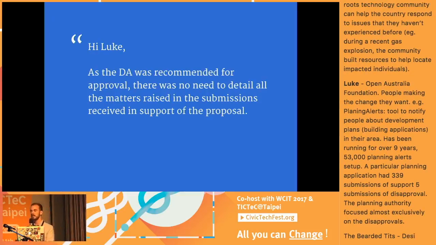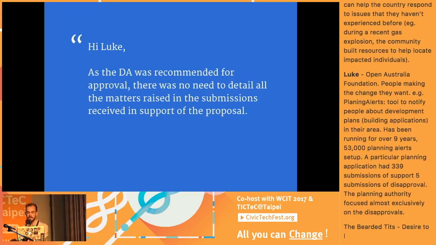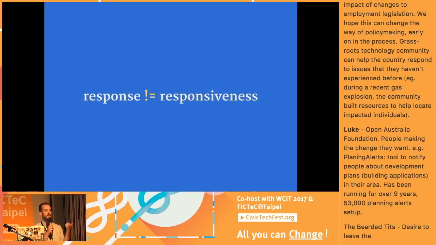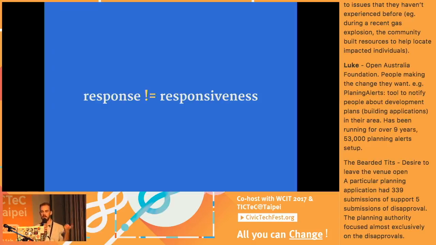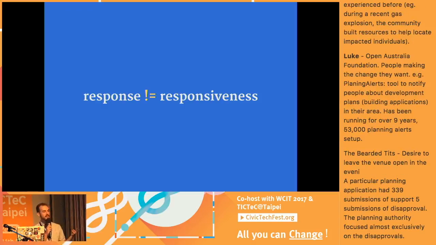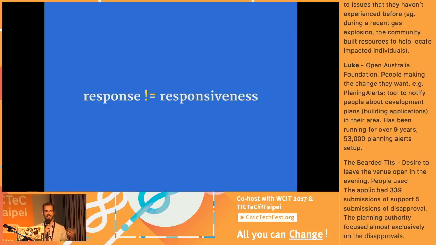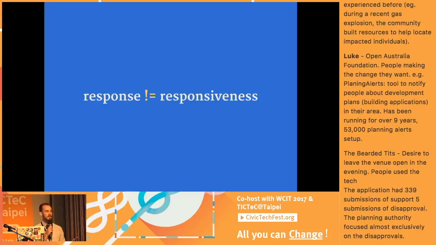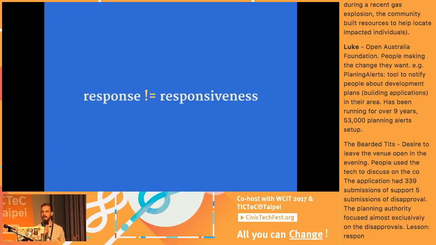So this is an example where we've got people notified of the information, they're using that information, we've made it easy to participate. But then when it comes to the response from local government, maybe they're responding in the sense of sending them a letter, but they're not actually responsive to any of the really interesting issues or emotional outpouring that these people gave. And we really worry, in terms of making civic tech, how does that impact these people?